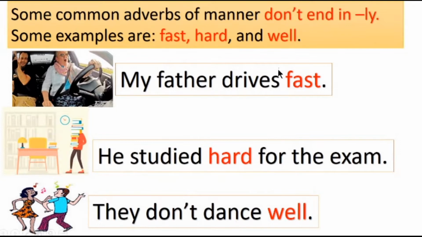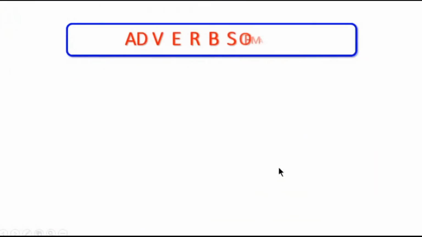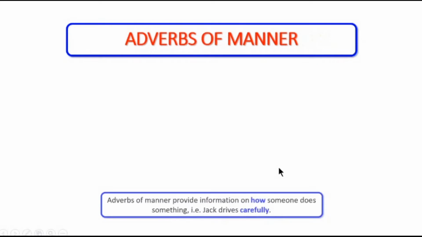For example, you don't have fastly, no, fast. Hardly, no, you have hard. Do you have goodly? No, it's well. So they don't end in ly, but yes, they are adverbs: fast, hard, and well. Okay. Spelling, pay attention here.